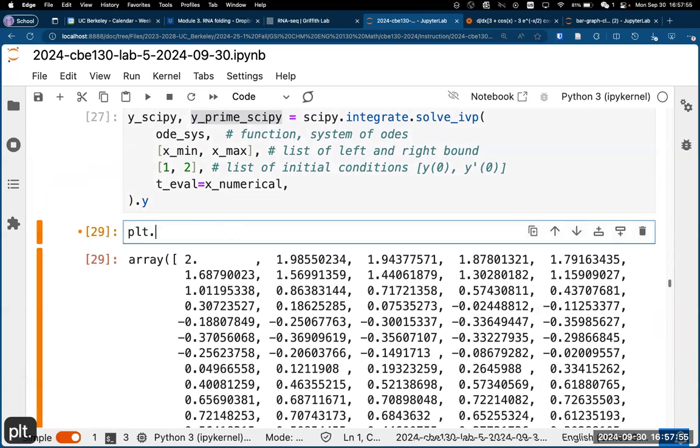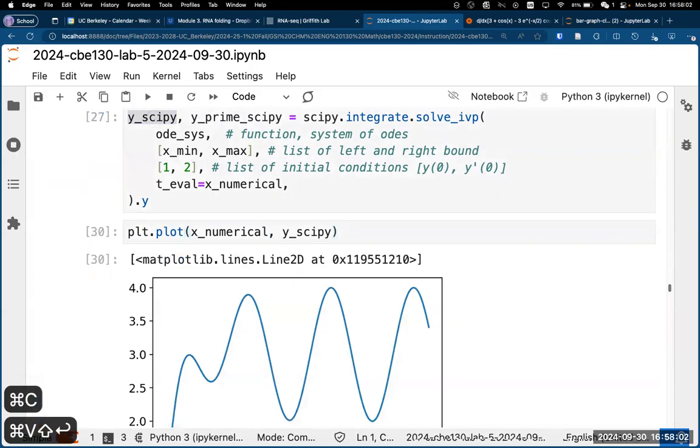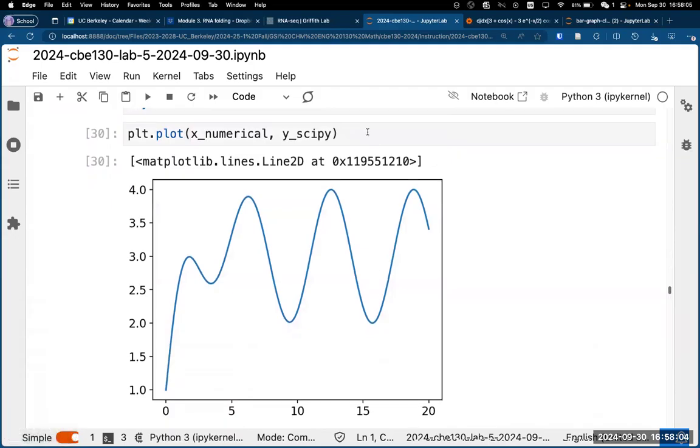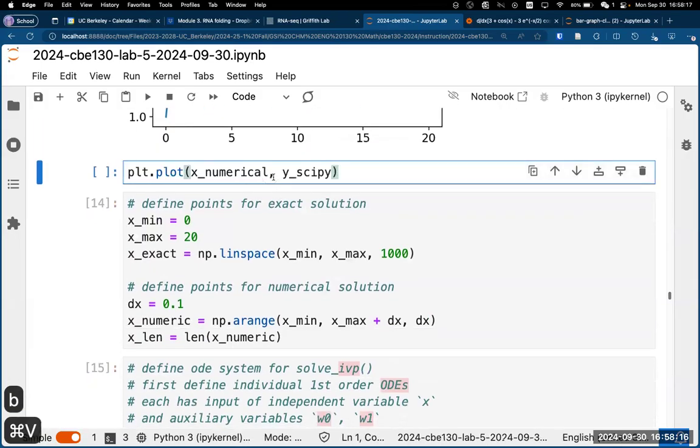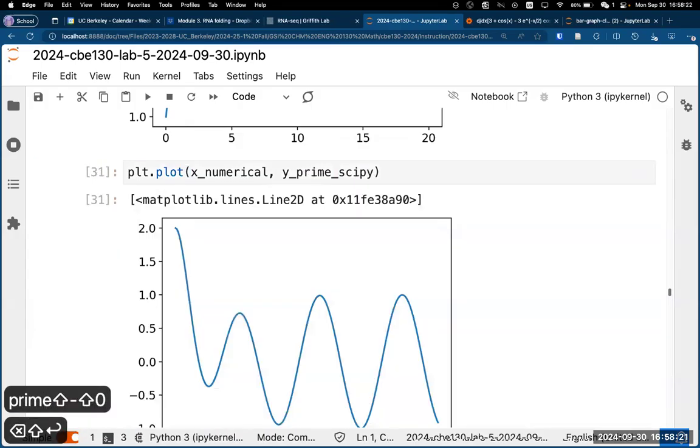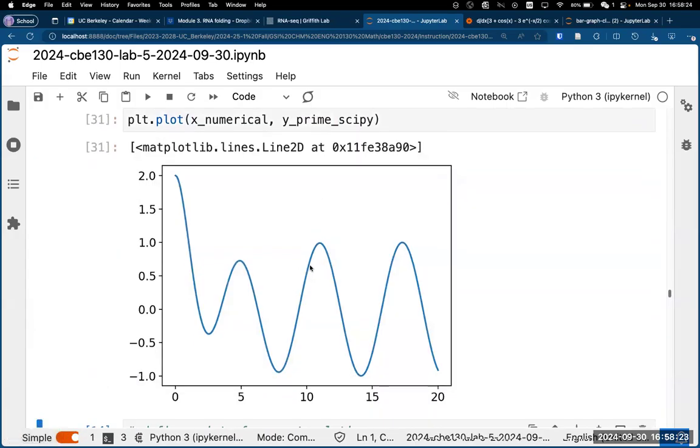And if you want to plot this, you can do plot x numerical, comma, the original function. So this is the solution of the original function. You can verify the initial condition is indeed at 1, and then the slope is approximately 2. You can also plot the first derivative. So x numerical, y prime from psi pi. And this is the first derivative. And you can verify the first derivative initial condition is indeed 2.